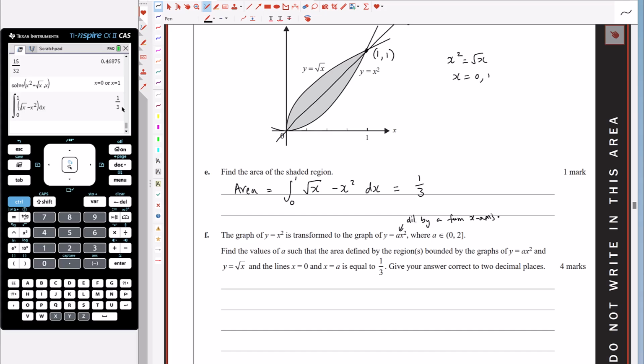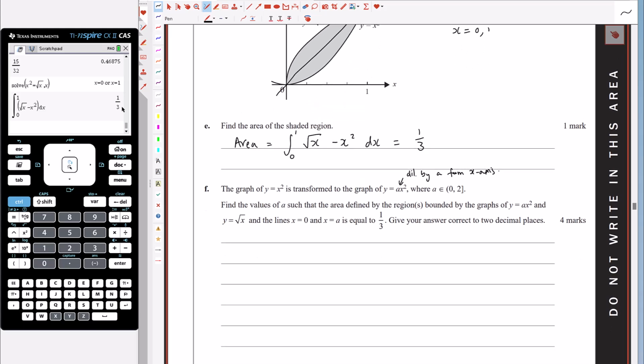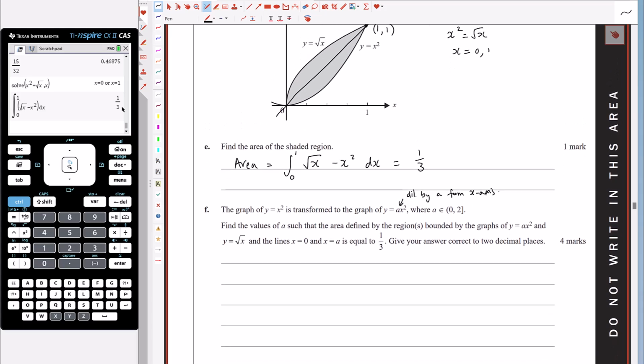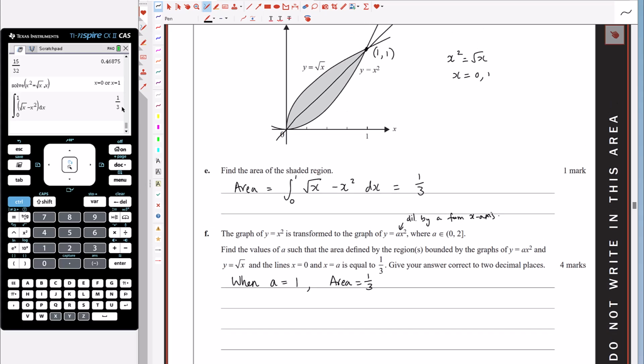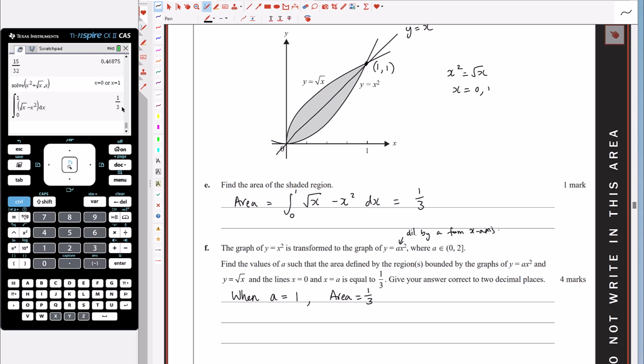So we need to actually consider a couple of different things here. We've actually already looked at the example where a equals 1, and we found that that area was a third. So that's one of them. So we know when a equals 1, the shaded area is a third. That's because the area from x equals 0 to x equals a, where a is 1, would be to x equals 1, and that's literally the example we've just looked at up there.